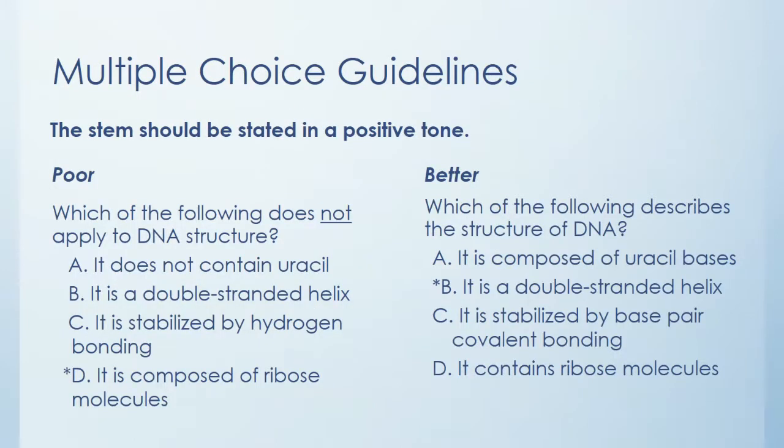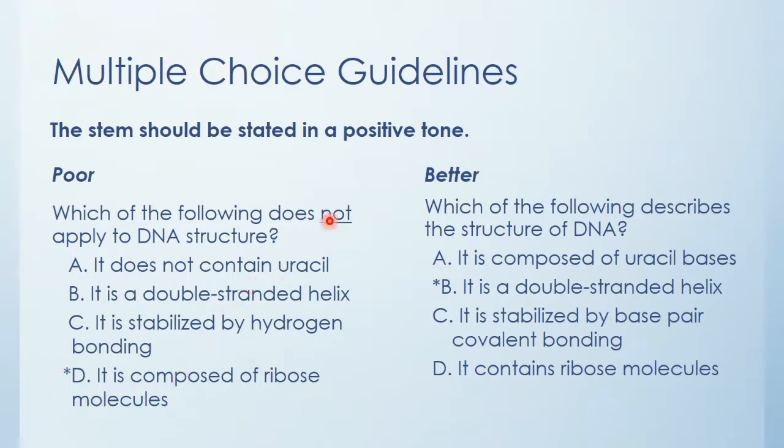The stem should be stated in a positive tone. Sometimes that's not possible, but when possible, it should be done. Over here we have our poor example. Which of the following does not apply to DNA structure? It does not contain uracil. This has a double negative. That's annoying. It is a double-stranded helix. It's stabilized by hydrogen bonding. It's composed of ribose molecules.